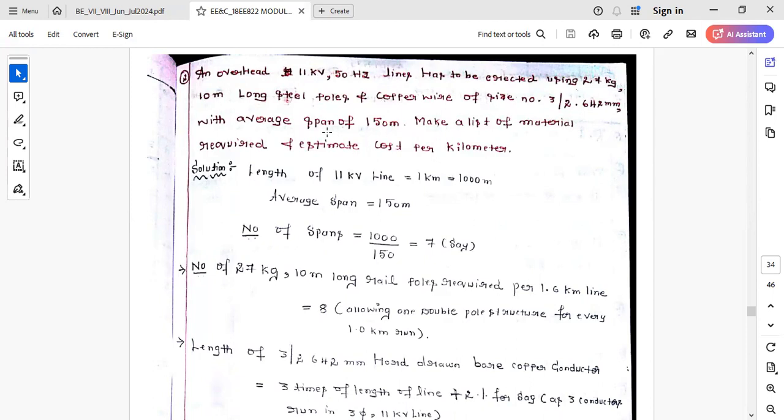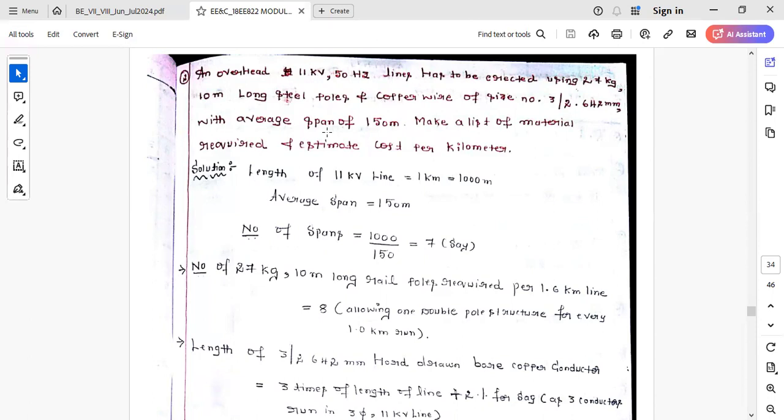Copper size, ACSR conductor size or copper size is number 3 bar 2.642. Three strands, the diameter of the individual strand is 2.642 mm, with average span of 150 meter. The distance between two poles is 150 meter. Estimating the cost per kilometer means we need to do the wiring for 1 kilometer. Length of the 11 kV line is equal to 1 kilometer.